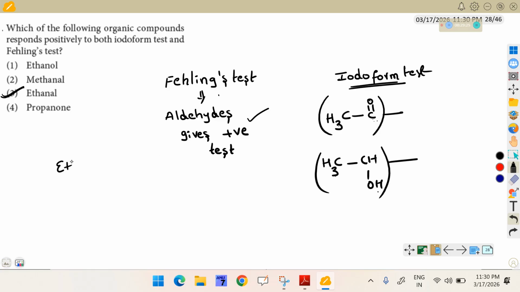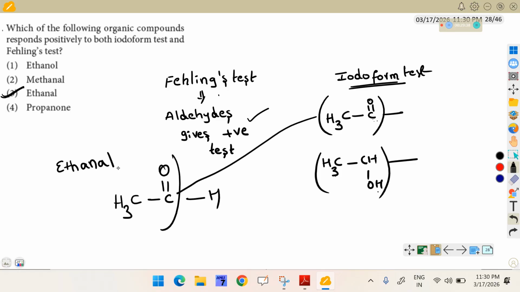Ethanal, the formula is CH3CHO, is an aldehyde. It gives Fehling's test. This group is present, so it gives a positive iodoform test also.